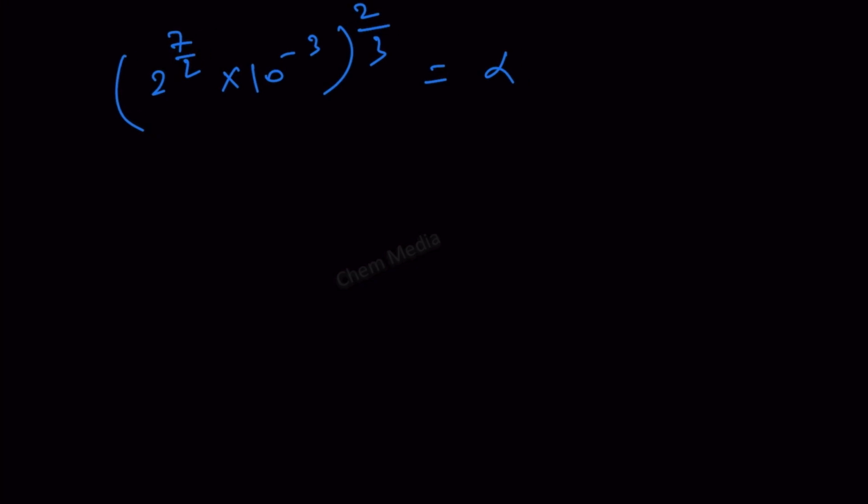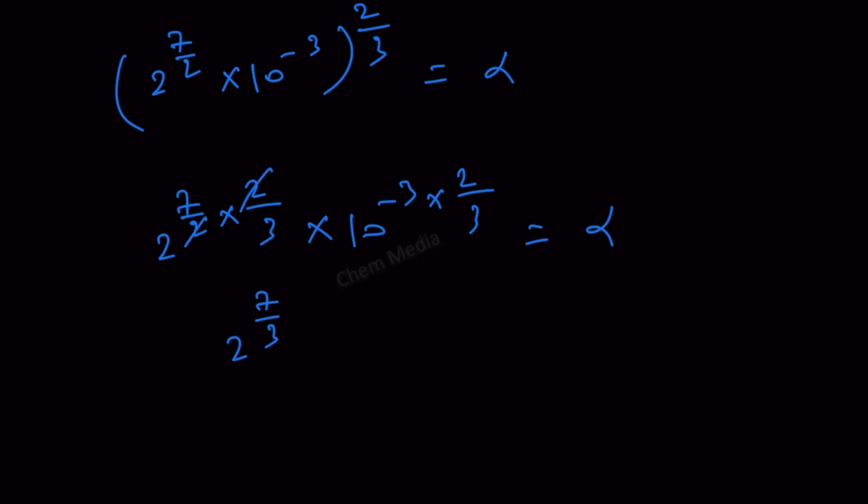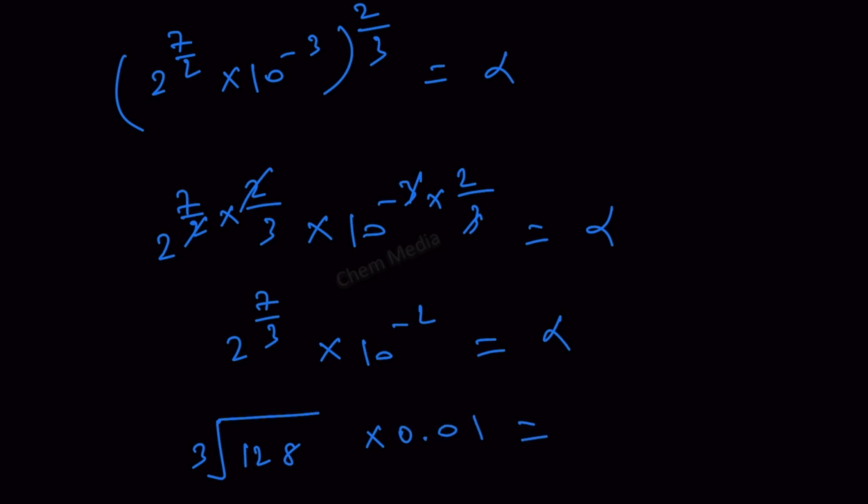So let's distribute it inside. If we do that, then 2 to the power 7 by 2 times 2 by 3, times 10 to the power minus 3 times 2 by 3, is equal to alpha. So this means 2 to the power 7 by 3 times 10 to the power minus 2 is equal to alpha. 2 to the power 7 is 128. So therefore, cube root of 128 times 0.01 is equal to alpha.